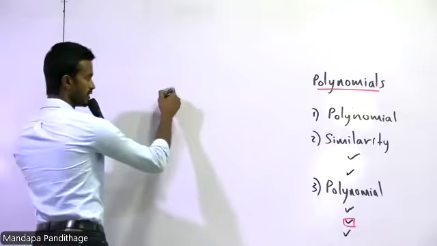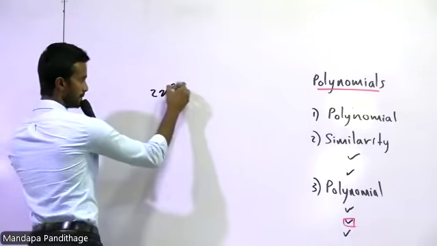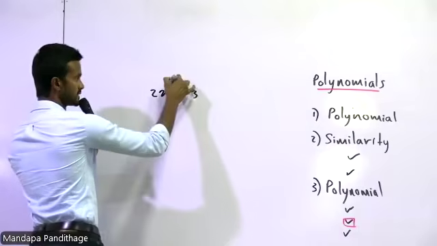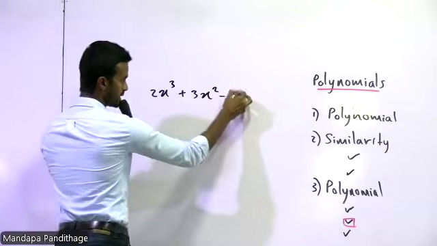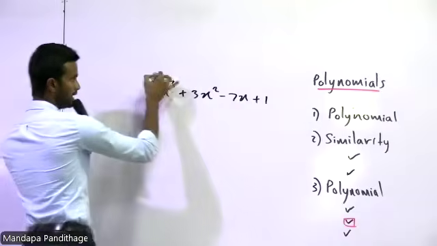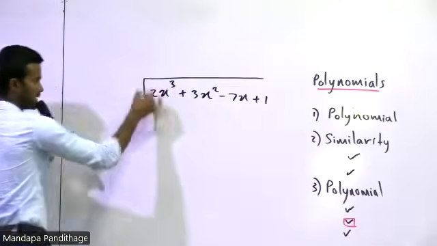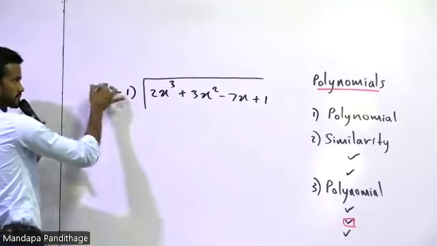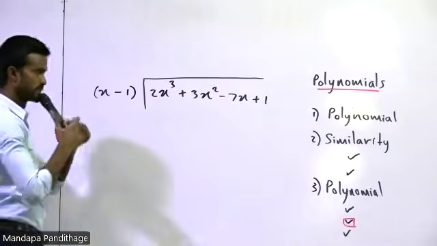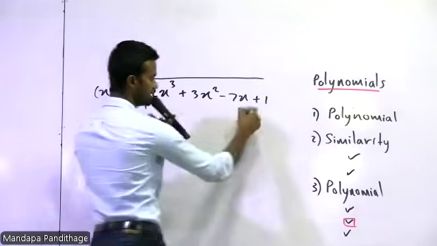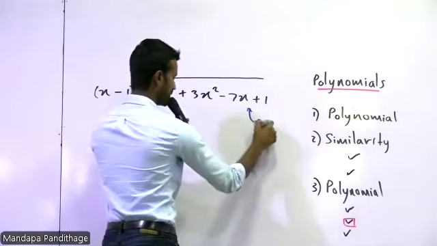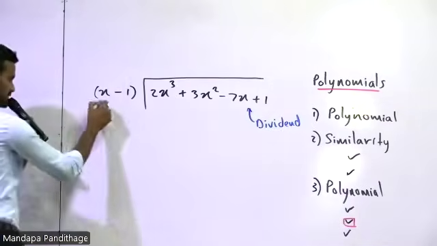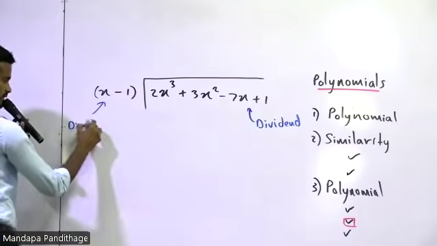Okay, so this is the way we do long division. I'm taking a polynomial like this, 2x cubed plus 3x squared minus 7x plus 1, and then I'm dividing this by another polynomial, let's say x minus 1. I gave a name to this polynomial: this polynomial is the dividend. And this polynomial is the divisor.